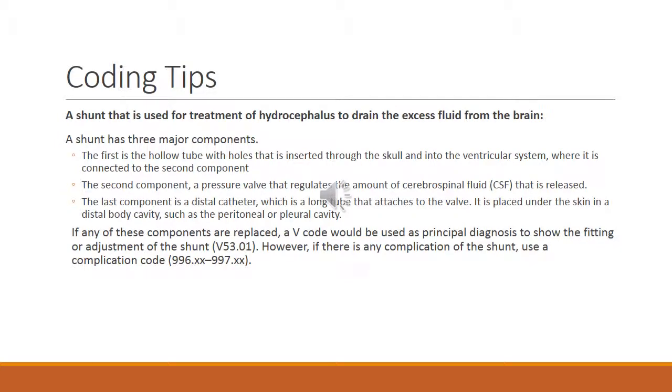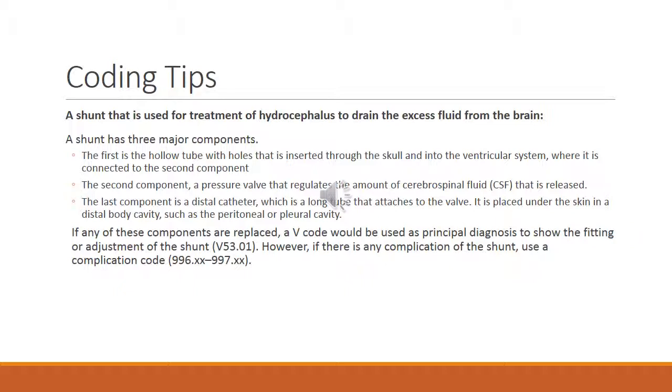And finally, a shunt that is used for treatment of hydrocephalus to drain the excess fluid from the brain. A shunt has three major components. The first is the hollow tube with holes that is inserted through the skull and into the ventricular system, where it's connected to the second component. The second component is a pressure valve that regulates the amount of cerebrospinal fluid that is released. The last component is a distal catheter, which is a long tube that attaches to the valve. It's placed under the skin in a distal body cavity, such as the peritoneal or pleural cavity.